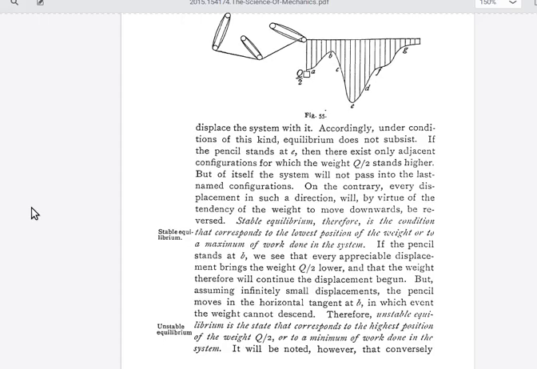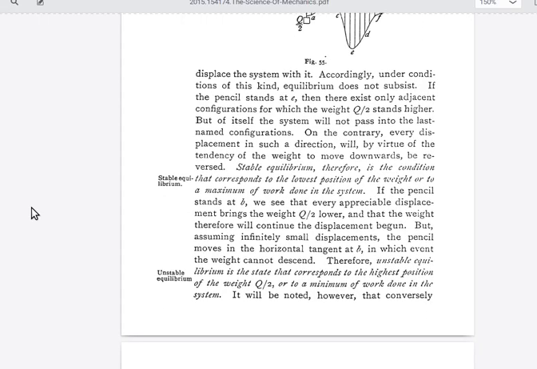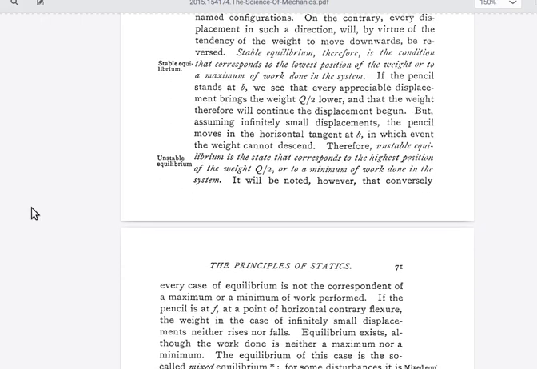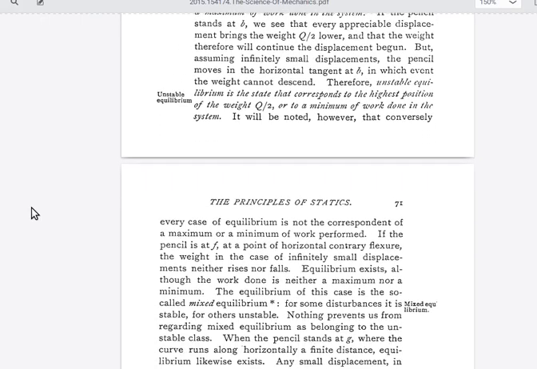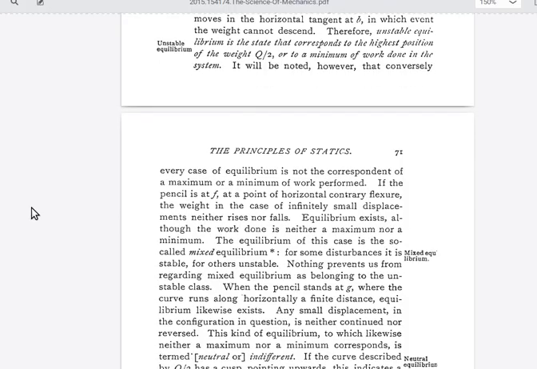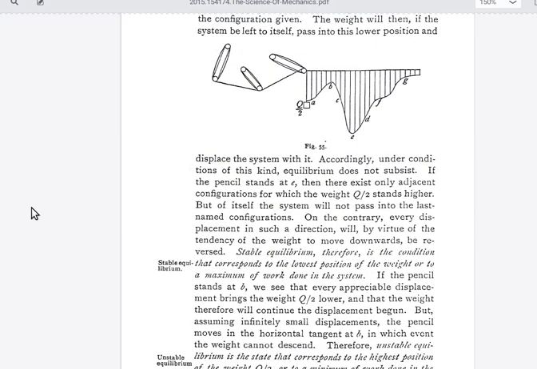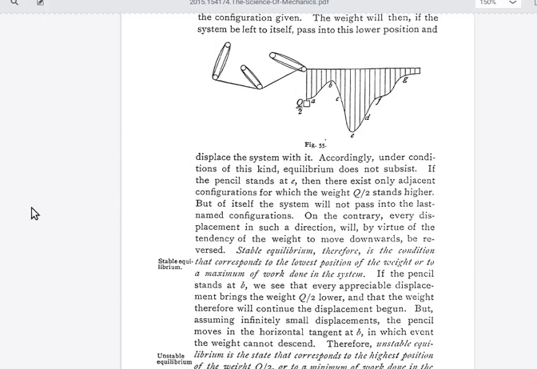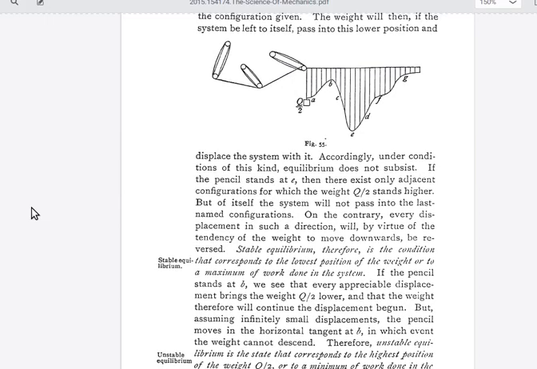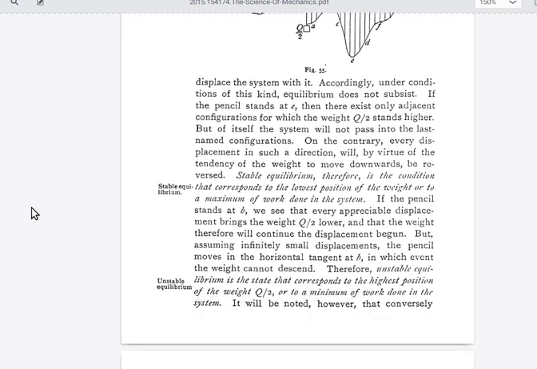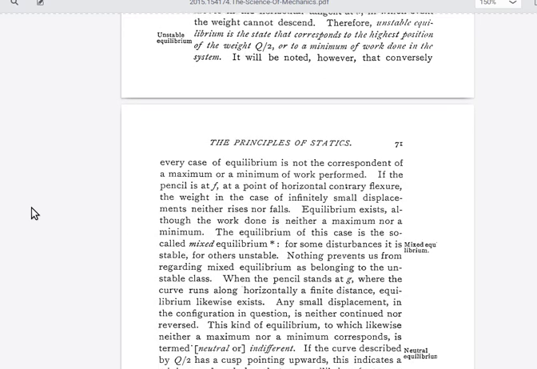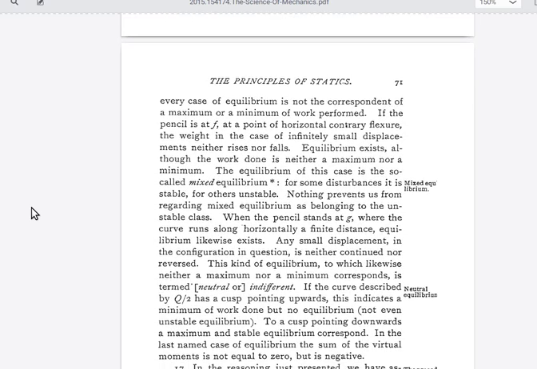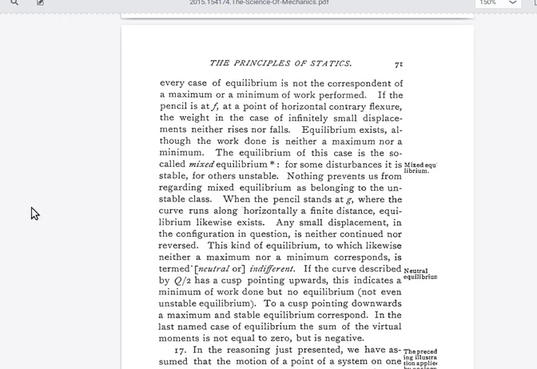If the pencil is at F, at a point of horizontal contrary flexure, the weight in the case of infinitely small displacements neither rises nor falls. Equilibrium exists, although the work done is neither a maximum nor a minimum. The equilibrium of this case is the so-called mixed equilibrium. For some disturbances it is stable, for others unstable. Nothing prevents us from regarding mixed equilibrium as belonging to the unstable class.